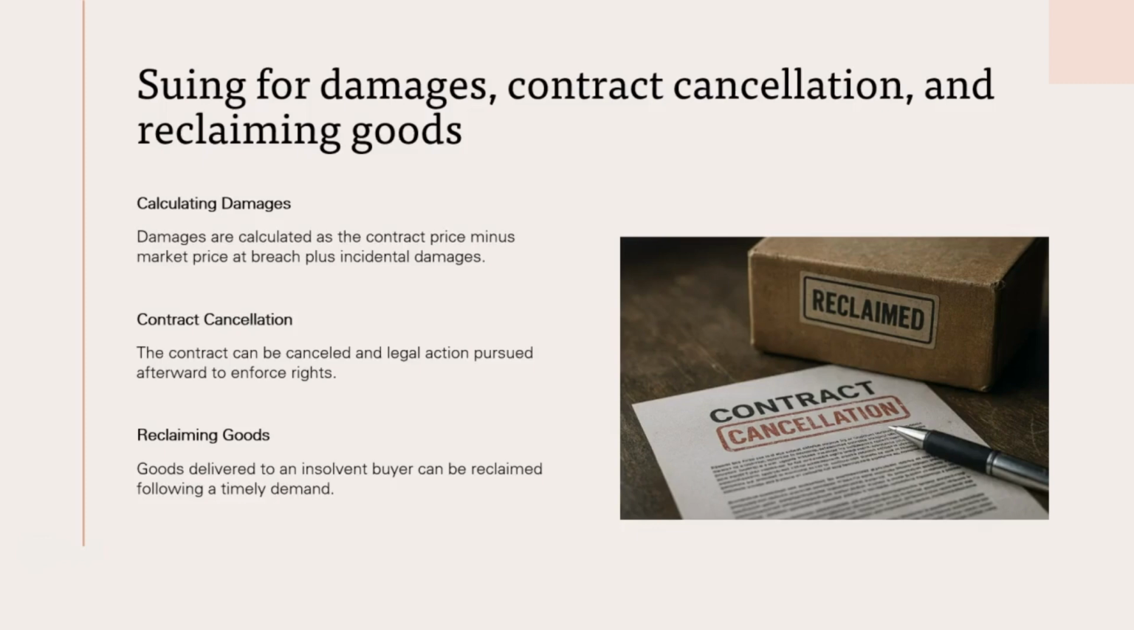You would calculate those damages based on contract price minus the market price at the time of breach, plus any incidental damages. And they can cancel the contract and proceed to sue as well. They could go back and reclaim the goods delivered to the insolvent buyer if they'd already been delivered, following a timely demand for payment or return of the goods. So those are some options that they have available.